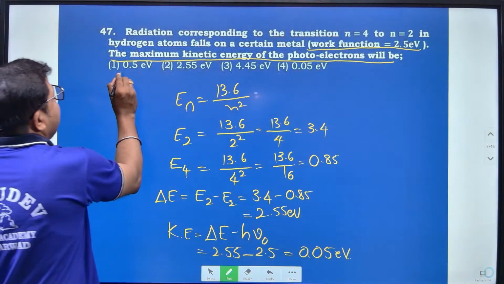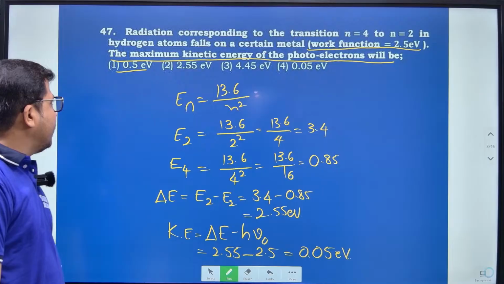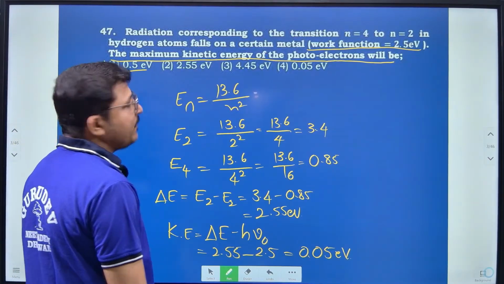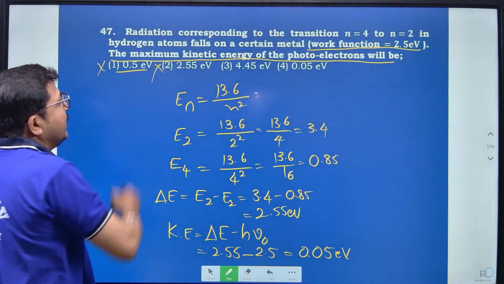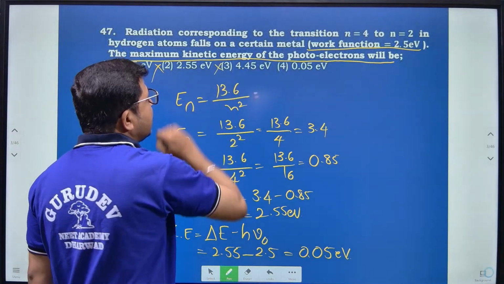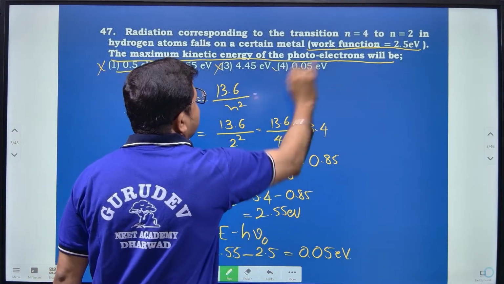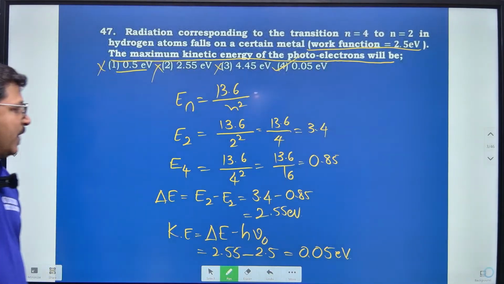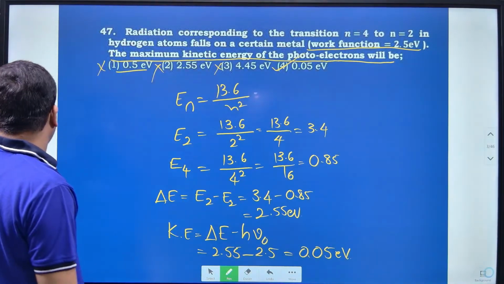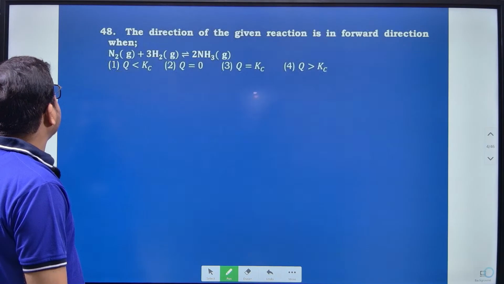They have given 0.05 electron volt, this is wrong, and 2.55 electron volt, this is also wrong, and 4.45 electron volt, this is also wrong, and the right answer is 0.05 electron volt. Okay, let us move to the next question.